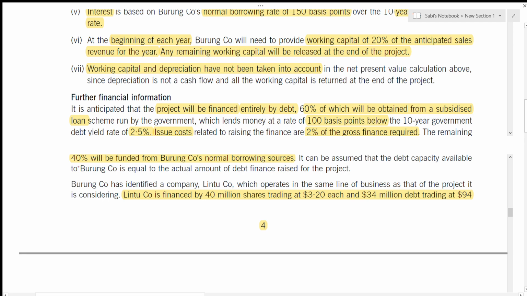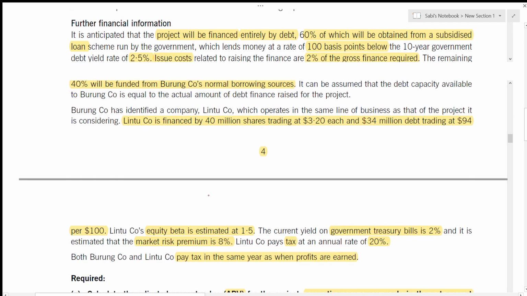The remaining 40% will be funded from borrowing at the company's normal borrowing cost. It can be assumed that the debt capacity available to the borrowing company is equal to the actual amount of debt finance raised for the project. So that means debt capacity has been utilized completely. And the borrowing company has identified a company, Linto company, which operates in the same line of business as that of the project it is considering.